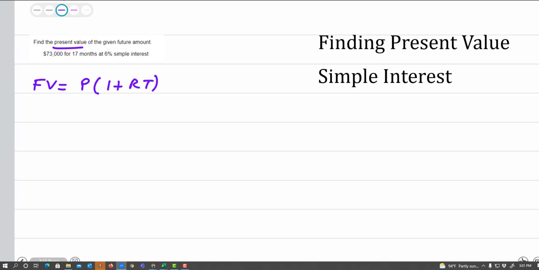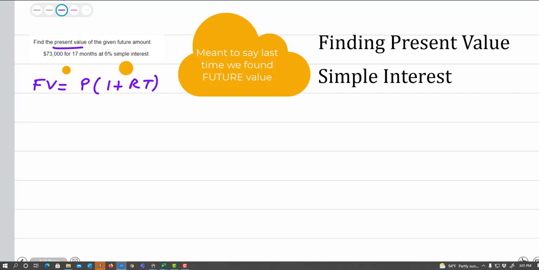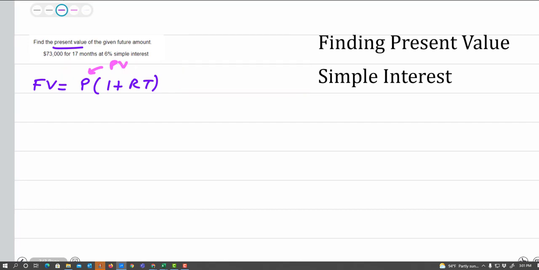So the last video we found future value. This video we want to find present value. Well, do what you learned in algebra. Divide to actually solve this.